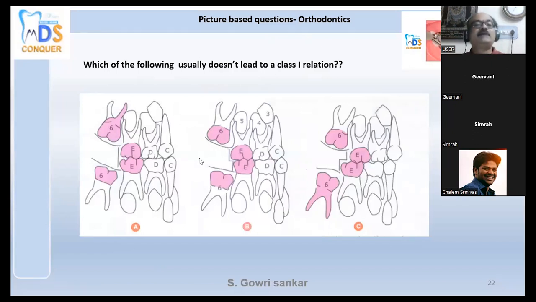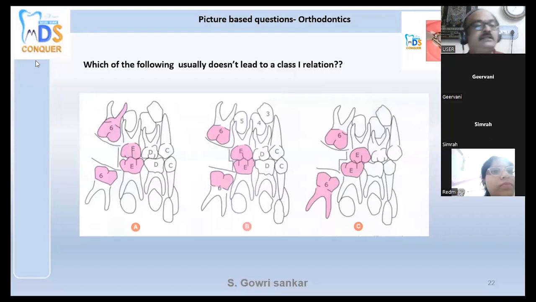And which of the following usually does not lead to a class one relationship? I have put it in another way. Which molar relationship is seen in the mixed dentition period for diagnosis? I'm not able to get that question. Can you please type it again?